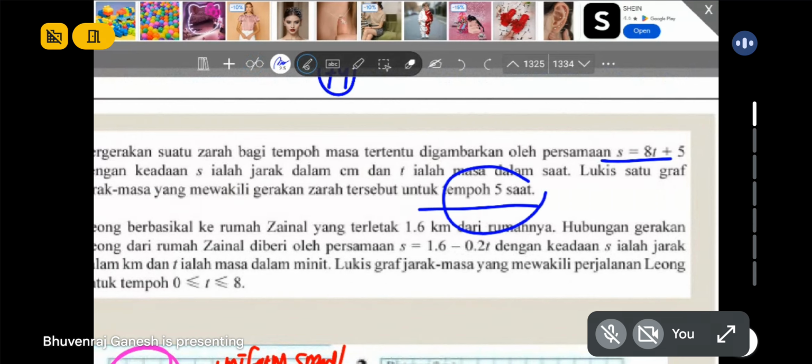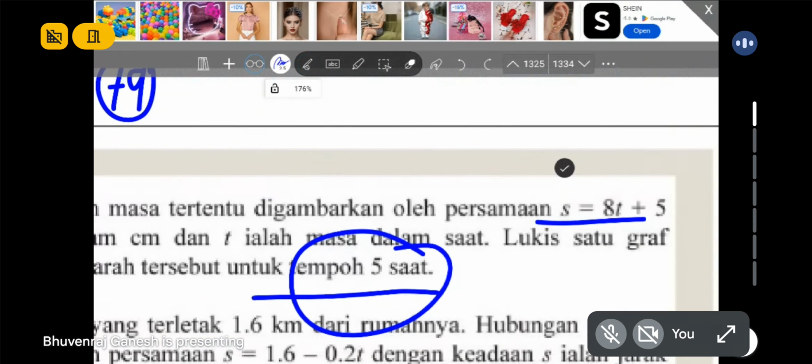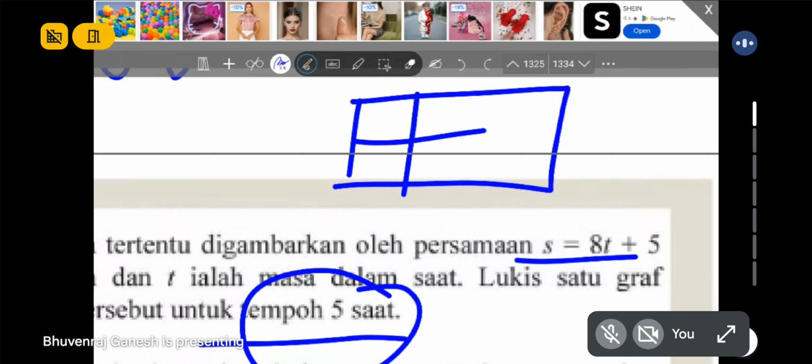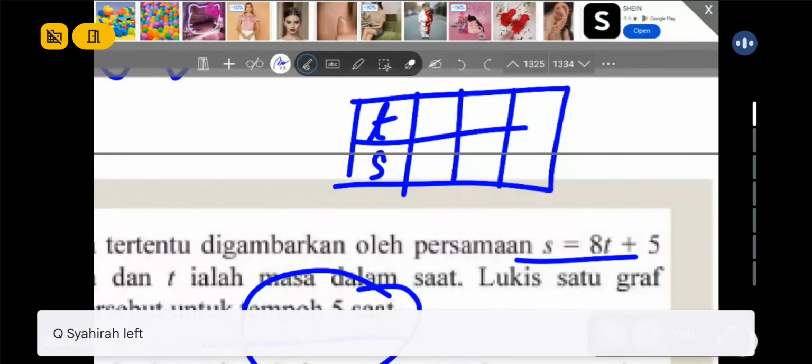So they want to find for 5 seconds. Okay, so very simple, guys. You just need to draw a table. Okay, lukis jadual bagi semua nilai. S and T. Okay, I put T and S. T and S. Okay, 1, 2, 3.